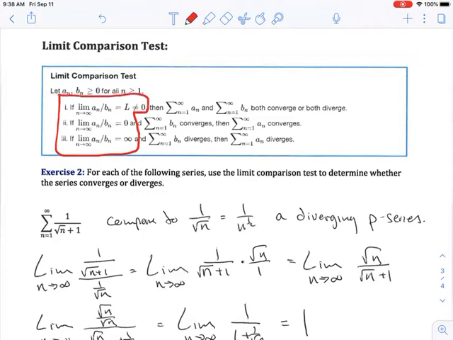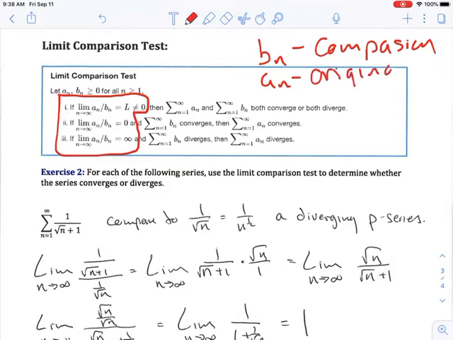Once again, we're going to be selecting a comparison series. And just like with the direct comparison test, b sub n will be our comparison series. This is the one we're using as our comparison. And a sub n will be the original series, just like we did in the direct comparison test, otherwise just known as the comparison test. And the most important part of this is really the first part right here.